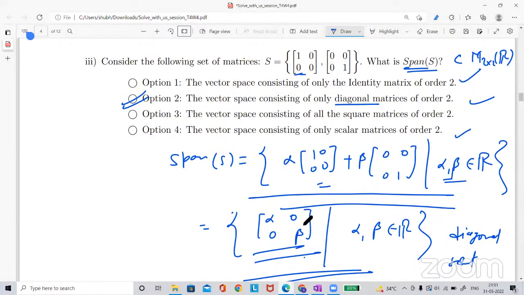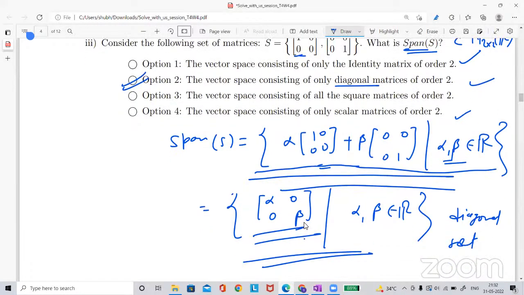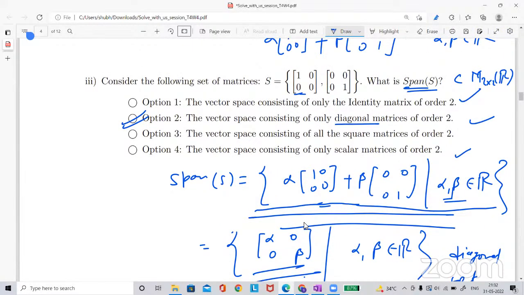So I hope the word span is basically clear to all of you. Sir, span means all possible combinations of the vector, right? All possible linear combinations. The definition of this set says this is all possible linear combinations. If alpha and beta are 1 and 1, then option 1 is correct, no?